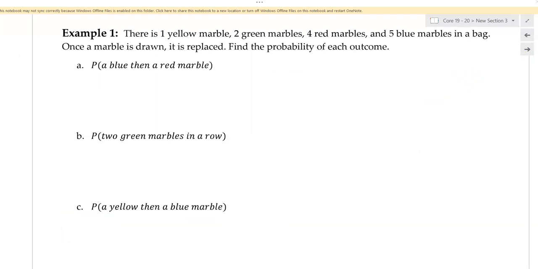All right, looking at our example 1 then, there is 1 yellow marble, 2 green marbles, 4 red marbles, and 5 blue marbles in a bag. Once a marble is drawn, it is replaced. Find the probability of each outcome, right? So each of these things. The big thing here is once it's drawn, it is replaced. Okay, so since it's being replaced, it's resetting it, so that is independent.